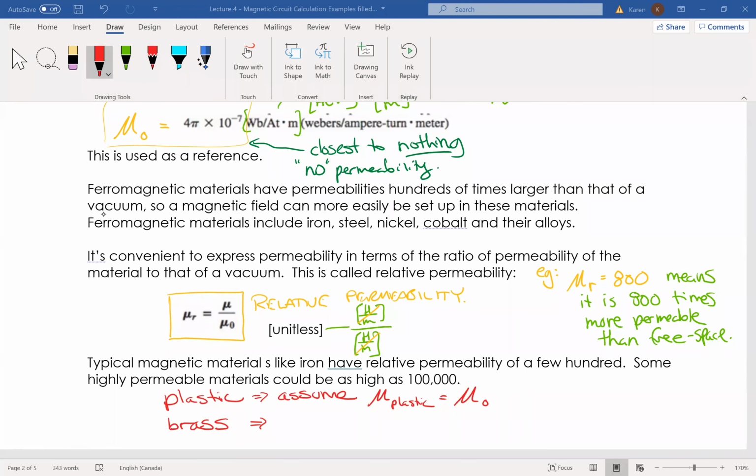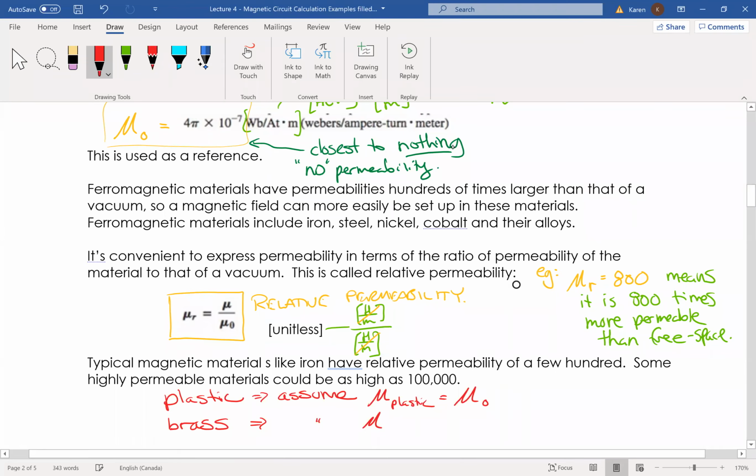Thank you. Okay. So plastic, it's not very permeable. It doesn't really welcome you to make it into a magnet. So we say that it behaves just like free space. Brass, also, you cannot make a magnet out of it. So assume that the permeability, and you need this for your midterm, okay, of brass is equal to that of free space.